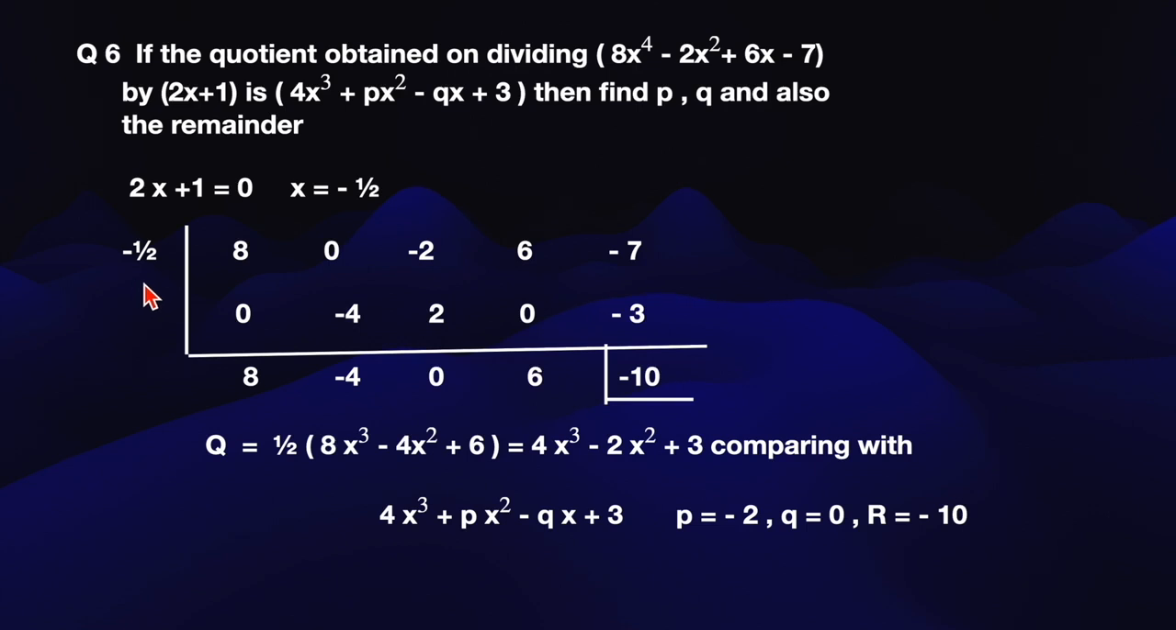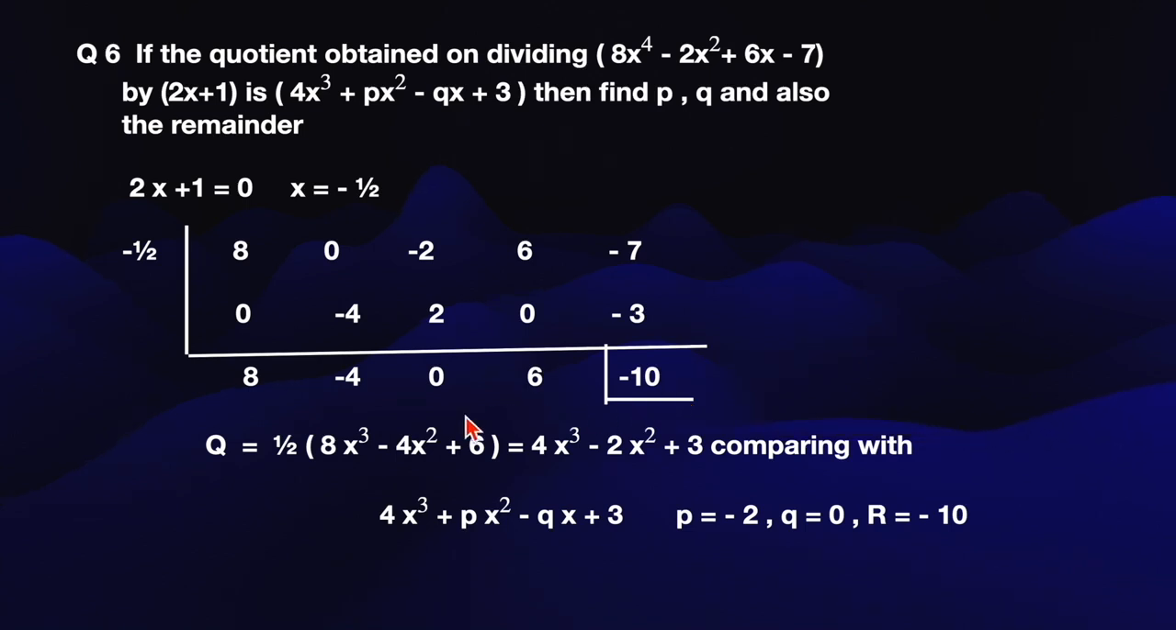Multiply it with minus 1 upon 2, you get 0. Add, you will get 6. Multiply by minus 1 upon 2, you get minus 3. So minus 7 minus 3 is minus 10. So here the remainder is minus 10.